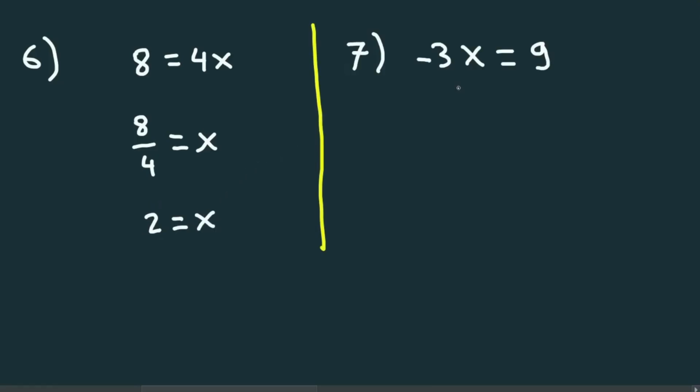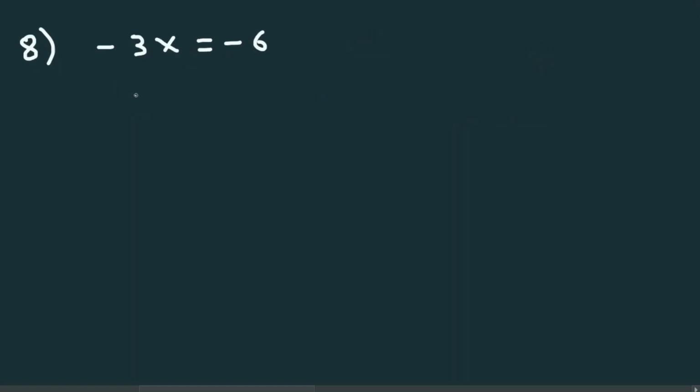Example 7, minus 3x equals 9. The procedure is the same with the negative numbers. So x will be equal to 9 divided by minus 3, and x equals minus 3, because plus divided by minus is a minus. Example 8, both terms are negative here. Procedure is the same. x equals minus 6 divided by minus 3, and x equals plus 2. Minus divided by minus is a plus.